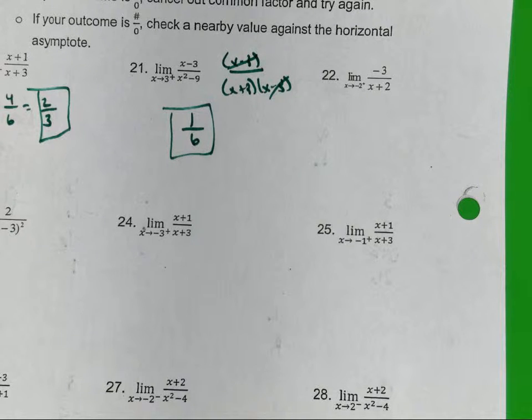Number 22. I take negative 2 and I plug it in, I get what? 0. That's a no-no. Can I factor that? No. Can I rationalize that? No. Can I find a common denominator? No. This is now when that plays an important role, okay? If you can't do anything, that means it's going to an infinity or a negative infinity. And this is how you determine which it is, okay? Negative 2 to the right. What number is to the right of negative 2? Negative 1. Okay, plug negative 1 in.